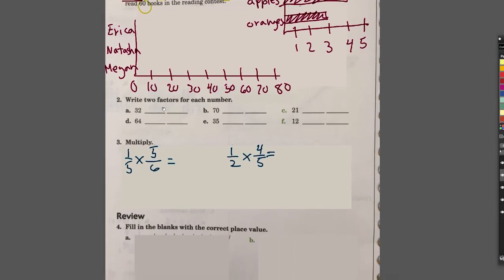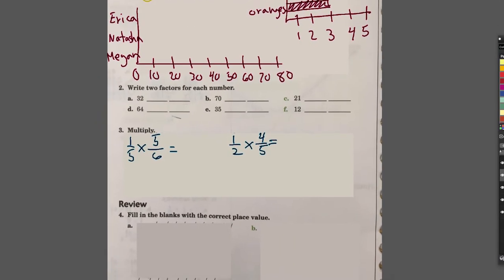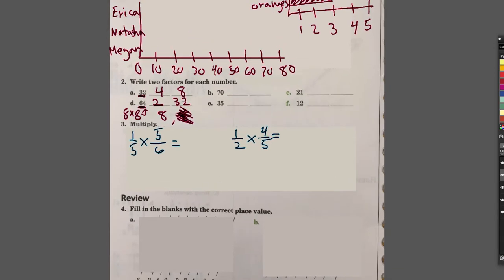So number two, write two factors for each number. Remember, factors are two numbers that we can multiply together to get this product here. Okay, so what two numbers can I multiply to get 32? Well, I know that 4 times 8 equals 32. So 4 and 8 are factors of 32. Same thing with 64. What two numbers can I multiply to get 64? Maybe 2 times 32, right? 8 times 8 also equals 64, right? But I cannot write 8 and 8 here because they need to be two different numbers. So I have to think of a different number over here. But you only need to think of two factors.